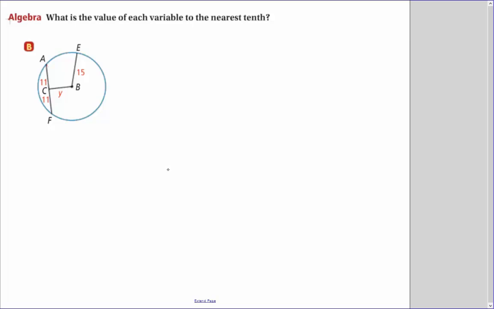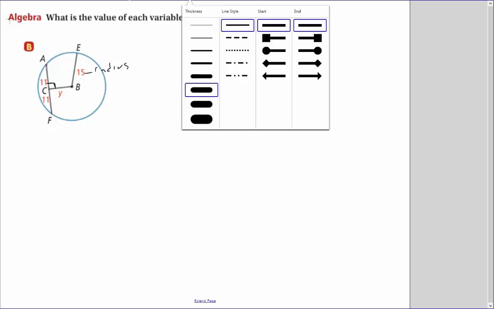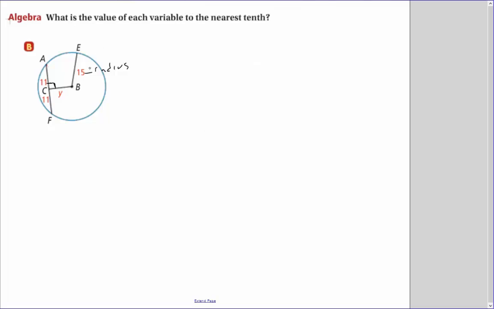What's the value of each variable to the nearest tenth? So there's only one variable, and it is y. Well, since part of CB is bisecting AF, I know that angle C is 90 degrees. And since 15 is representing a radius, don't forget you can move a radius in any circle. So just because B to E is the radius doesn't mean that B to E has to be fixed at this point. If B to E is here, I'm going to move my radius from B to A. I can do that.